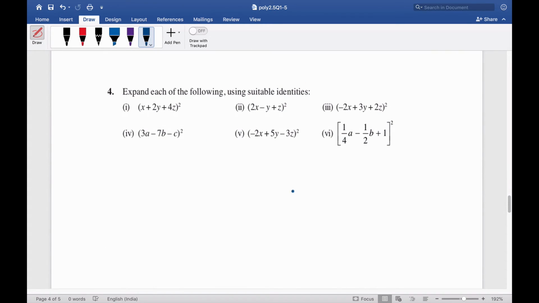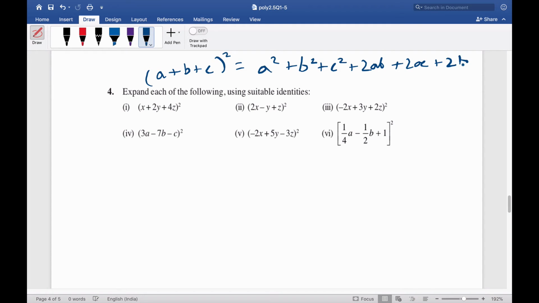Moving to the fourth part, it says expand each of the following using suitable identities. Now this year we have learned a new identity for a plus b plus c whole square. Let me just write it here. A plus b plus c whole square will give me a square plus b square plus c square plus 2ab plus 2ac plus 2bc. Now the order doesn't matter, you can write it in any form you like. So let's get started with the first one.